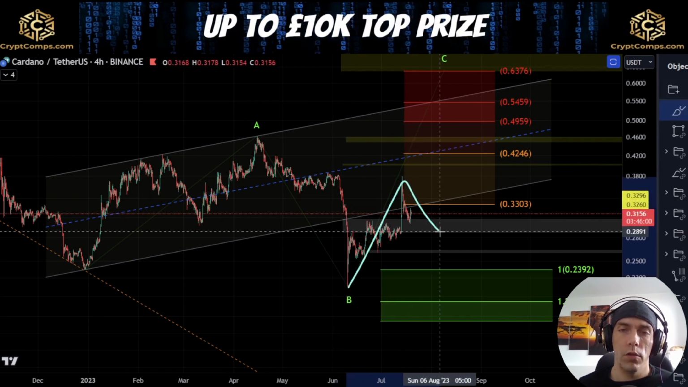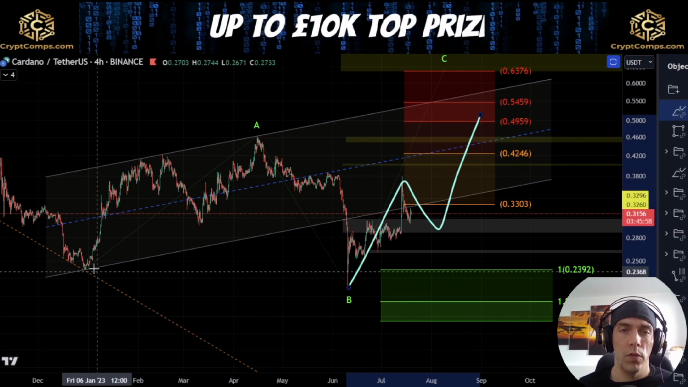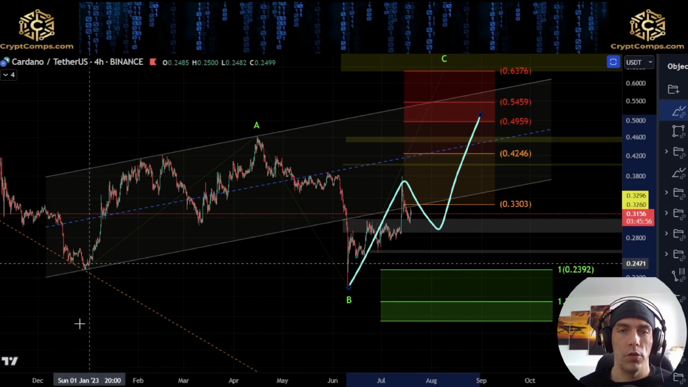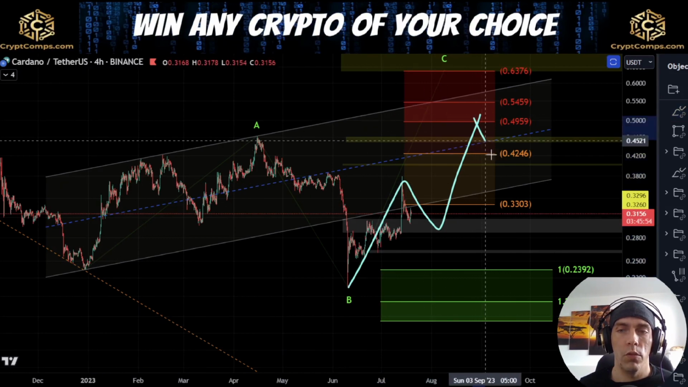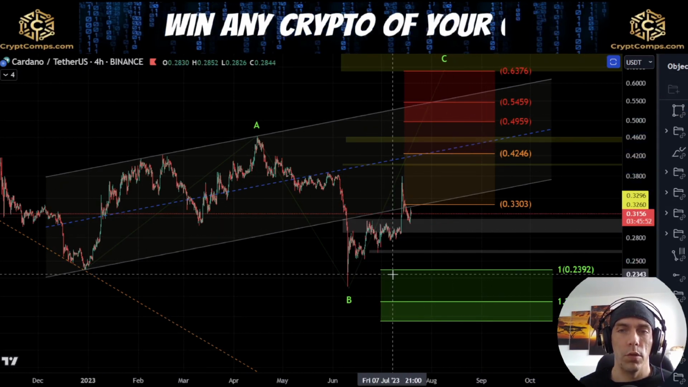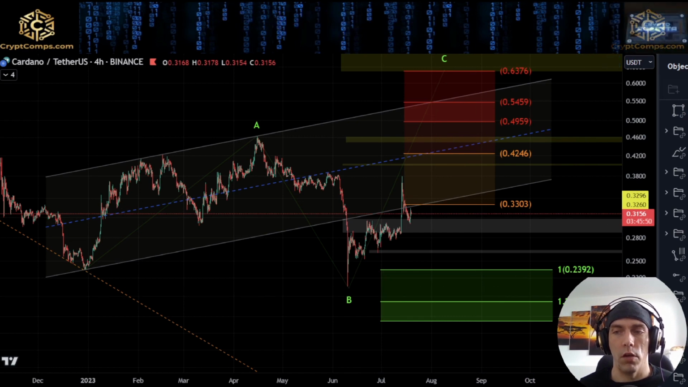So if we do just see something like this as a 3-wave move, this would still tie into the bigger picture here that this is just a bigger corrective move, and that we'll still be looking for that possibility of continuation to the downside afterwards.